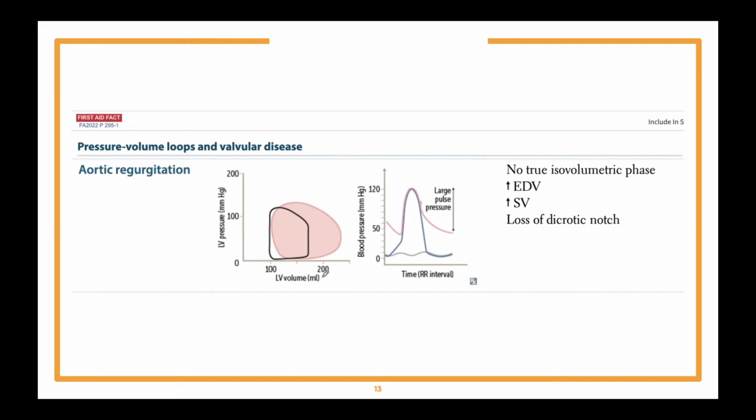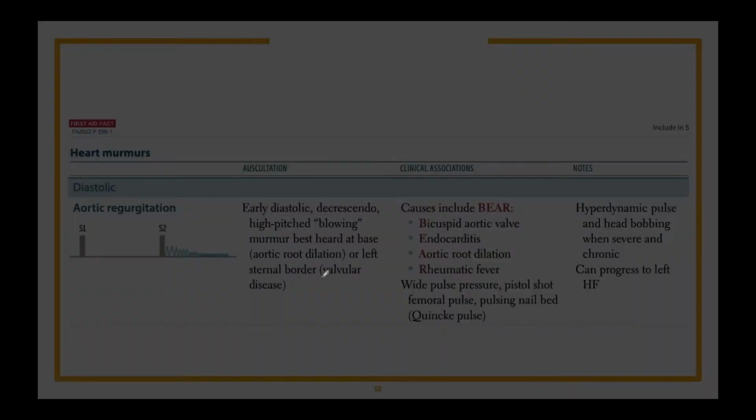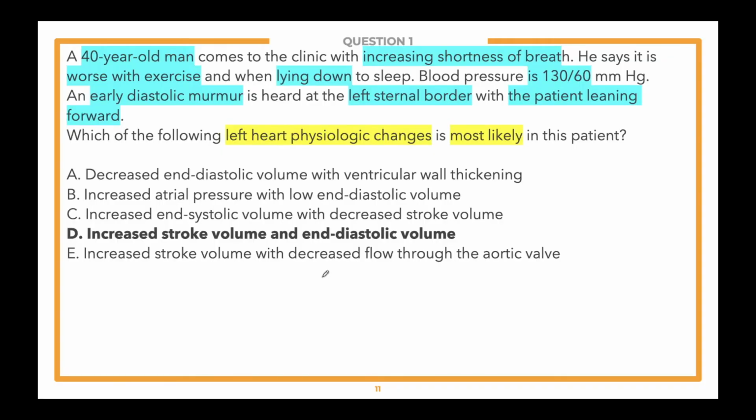So you have more blood at the end of diastole, so you've got a more filled left ventricle. So that left ventricle is just going to contract some of that more blood. That's an increase in stroke volume, okay? So if we take a look now back at our question and our answer choices, hopefully you can see now why this is the best answer, D, increased stroke volume and end diastolic volume.